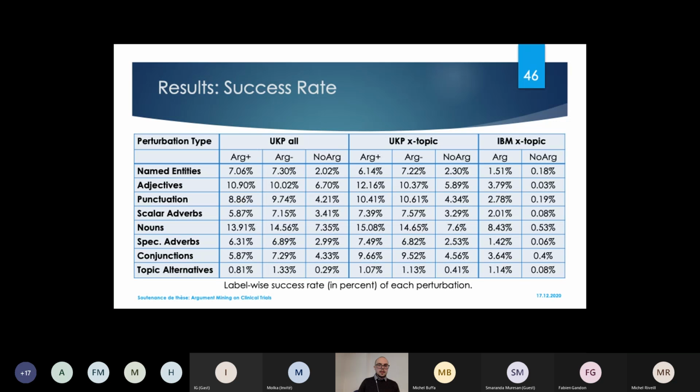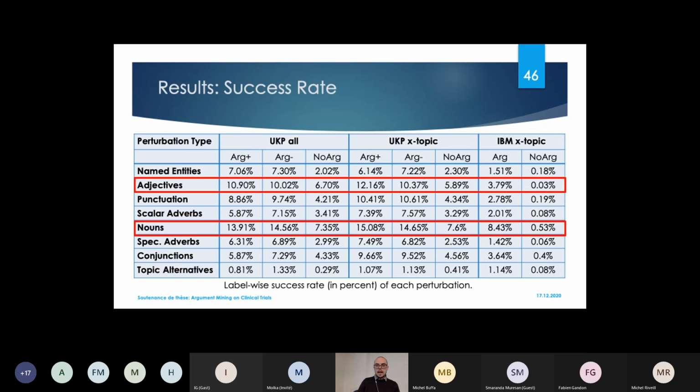And we actually tested the attacks in 3 different scenarios. First, the UKP corpus consists of 8 topics, and the UKP all scenario means we use all 8 topics for training and also the 8 topics for testing. Then we have the cross topic scenario, where we take 7 topics for training and 1 topic for testing. We do that for all topic combinations and then take the average over the results. And then we have the IBM cross topic. The IBM corpus is already split into a train and test set with exclusive topics, so this is also cross topic.